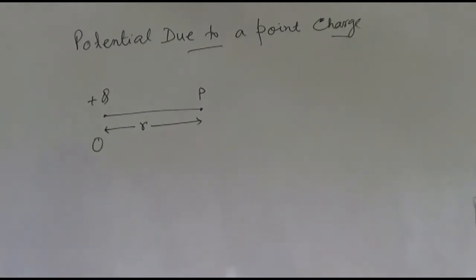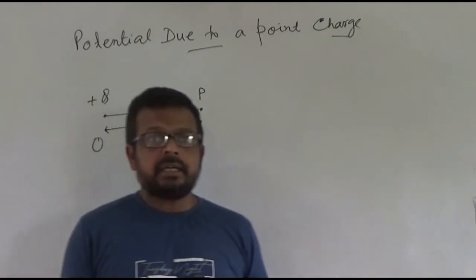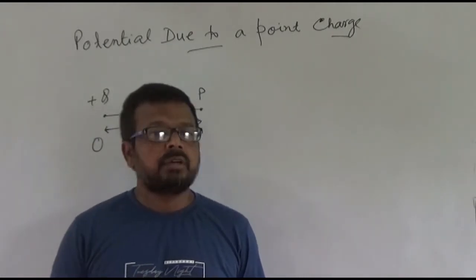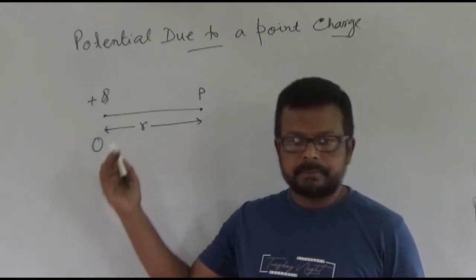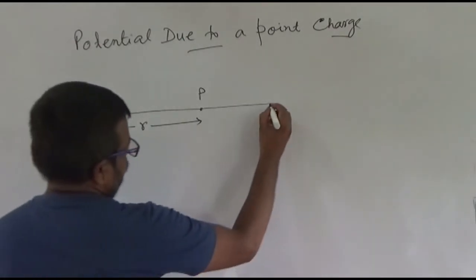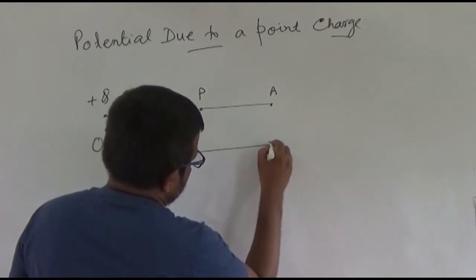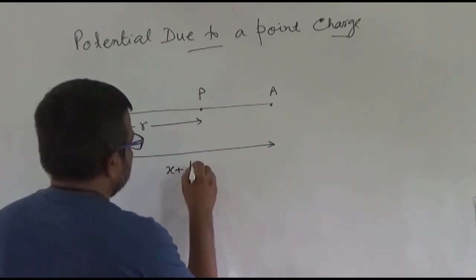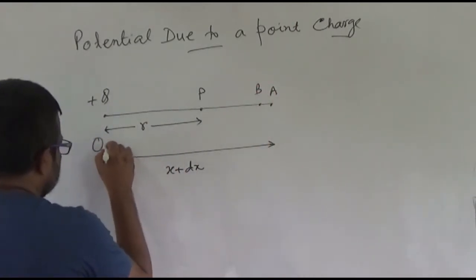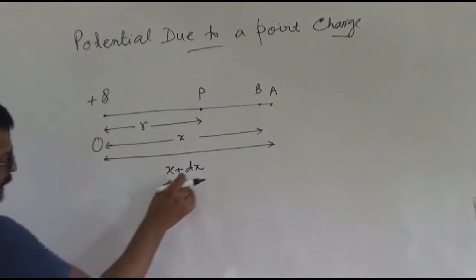Now, what is the definition of potential? The definition of potential is that it is the work done required to bring a unit positive charge from infinity to the point P. Right? For that, let us take 2 points. One is A, which is at a distance, let us say x plus dx, and another point B, which is at a distance x from the point O. Dx is infinitesimally small.